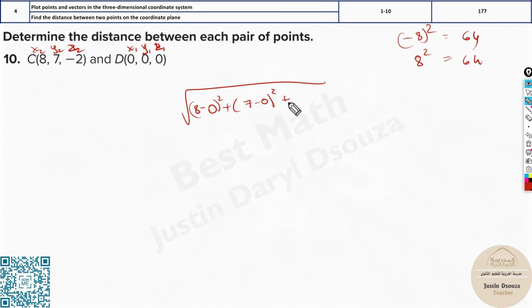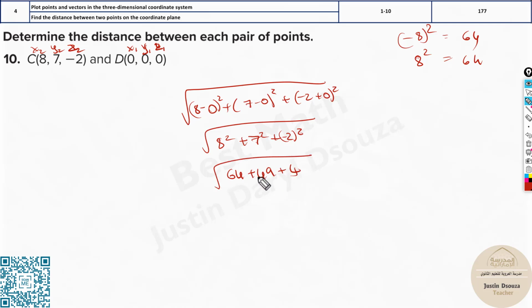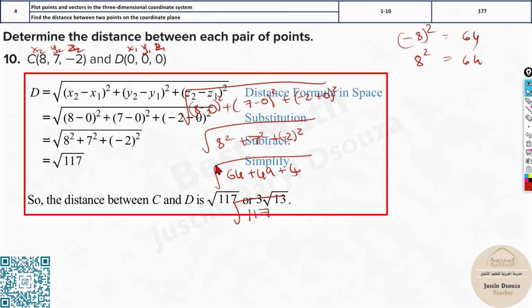7 squared plus 7 minus 0 the whole squared plus minus 2 plus 0 the whole squared. And here we have 8 squared plus 7 squared plus minus 2 the whole squared. It's the same thing. 64 plus 49 plus 4. And over here it will be 113, 117. So the answer is the square root of 117.